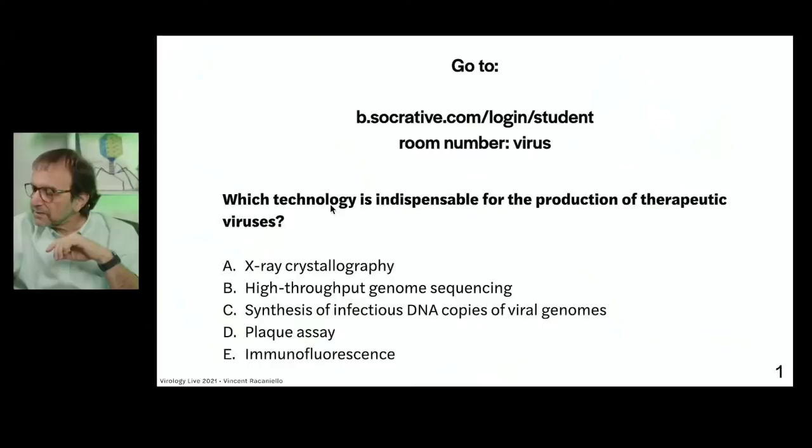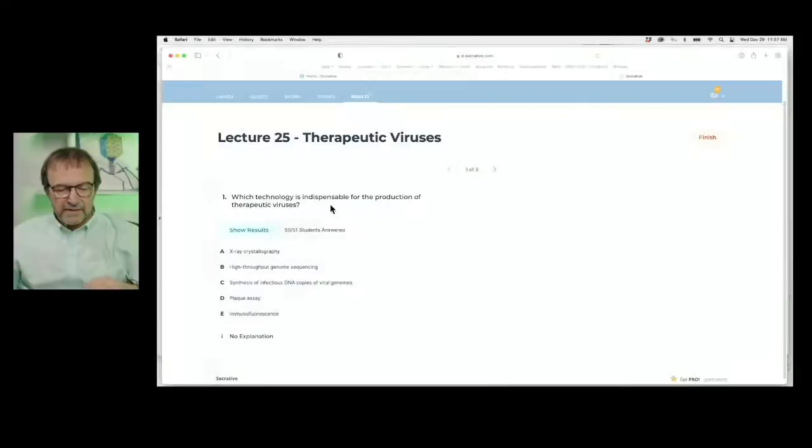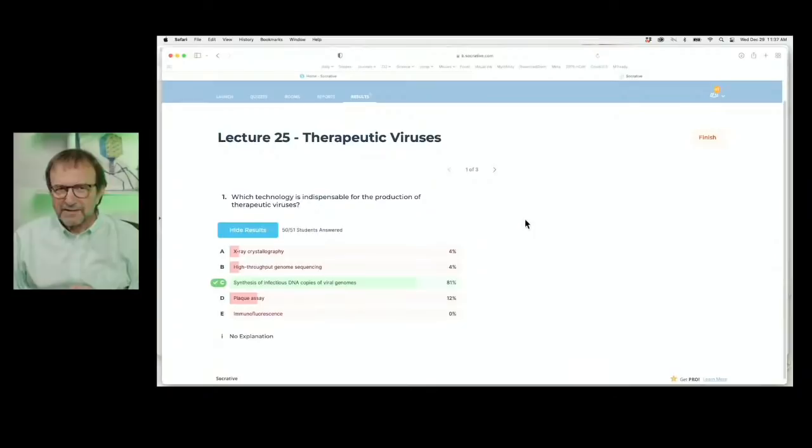50 out of 51. You know, you guys are better than the Columbia students. Most of you answer. The Columbia students don't. The answer is C, synthesis of infectious DNA copies. It should have been 100%. I mean, the others are important, but they're not indispensable. And if you can only choose one, that's the only thing. Plaque assay is important, but there are other ways to get around plaquing. Everything else you could get around, but infectious DNA, no, you can't get around that.